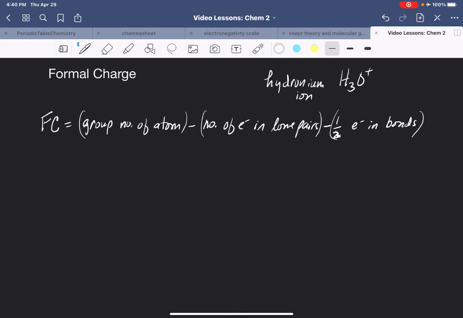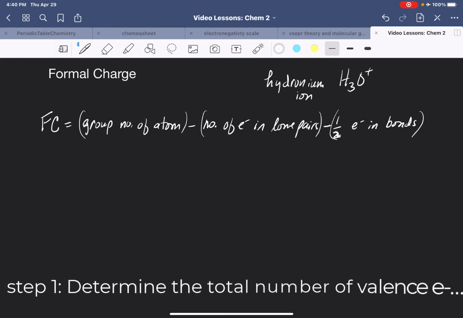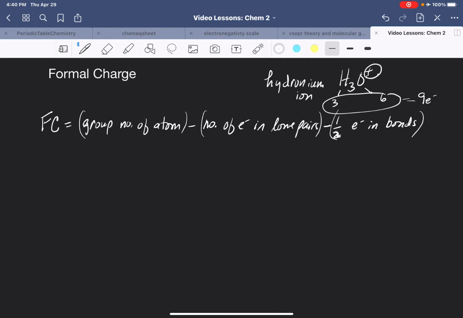To do this, we have to have our Lewis structure. The first step would be to count up all the electrons. We need 6 for oxygen. Each hydrogen brings in 1, so there's a total of 3. That looks like 9 electrons. However, this charge means that an electron was lost, so technically we have to subtract an electron. We need a total of 8 electrons for this structure.